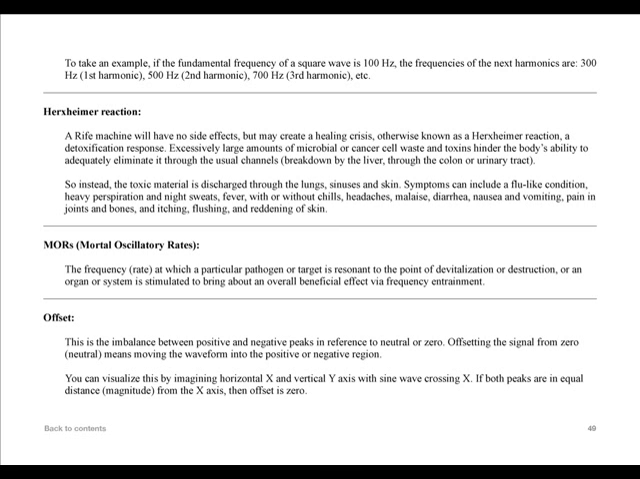Excessively large amounts of microbial or cancer cell waste and toxins hinder the body's ability to adequately eliminate it through the usual channels: breakdown by the liver, through the colon or urinary tract. So instead, the toxic material is discharged through the lungs, sinuses and skin.